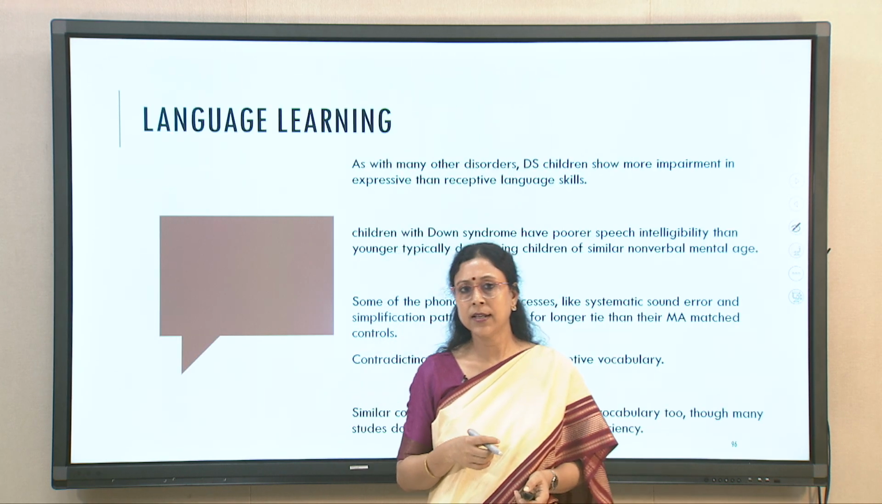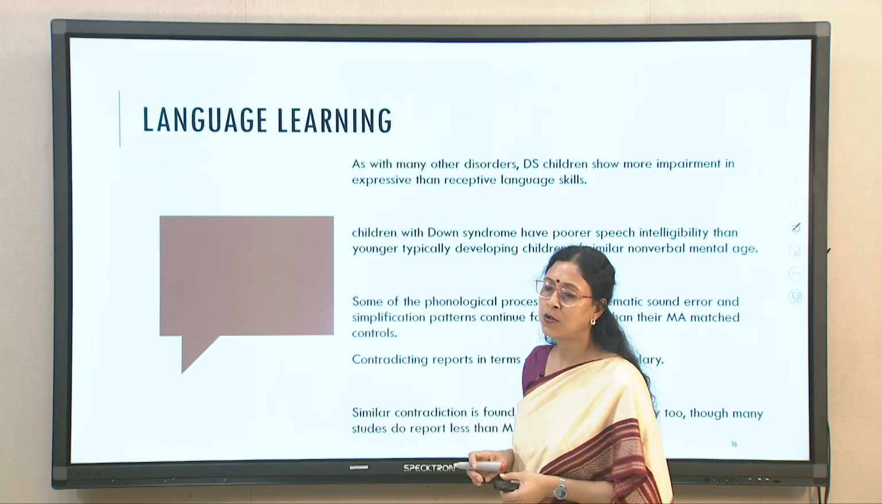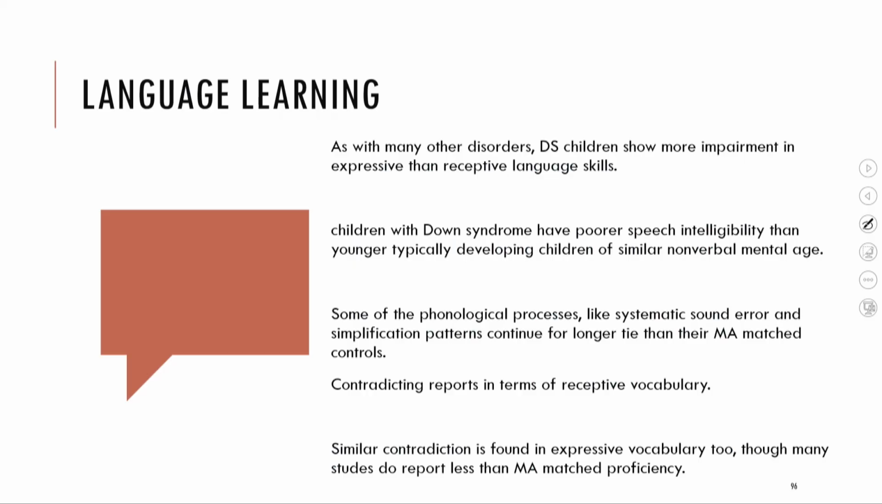Now, we will look at the language learning abilities. As with many other disorders, Down syndrome children show more impairment in expressive than receptive learning skills, which is not only common across disorders, but also in normally developing children. This is seen at a particular stage, and that difference remains.